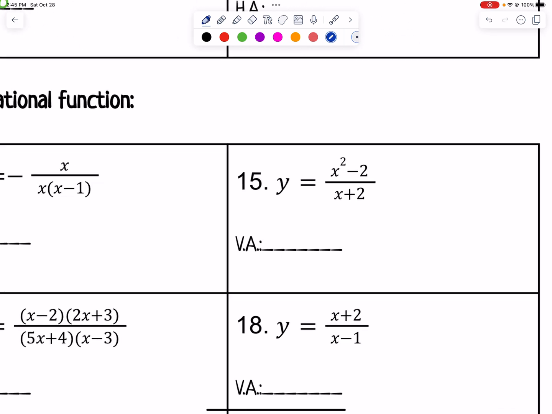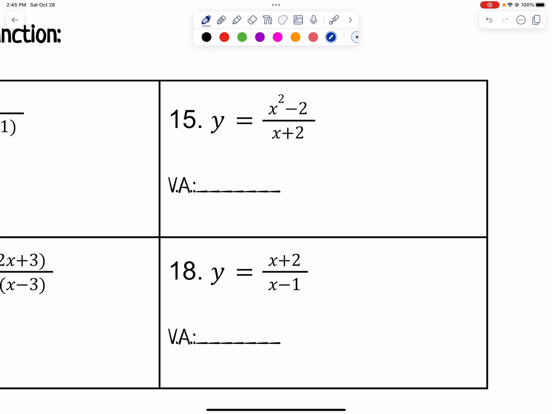Let's see, number 15, we just want to focus on, does it have any holes, and what would the denominator be that's left over? So in our numerator, we have a perfect square with x squared, and we have a difference, but then 2 is not a perfect square. So we can't factor anything out. We can look at the denominator and see that x cannot equal -2. So we just have a vertical asymptote at x equals -2.